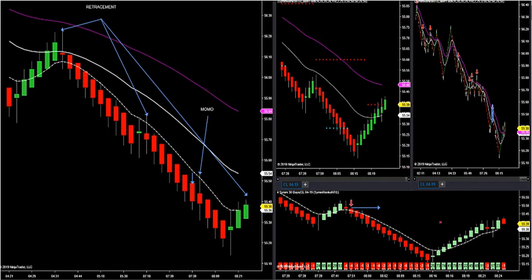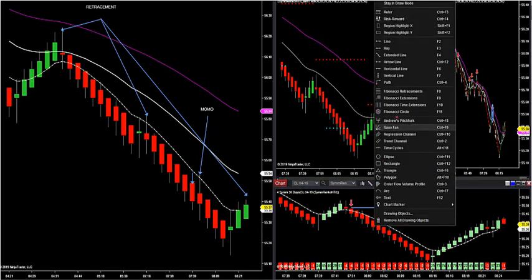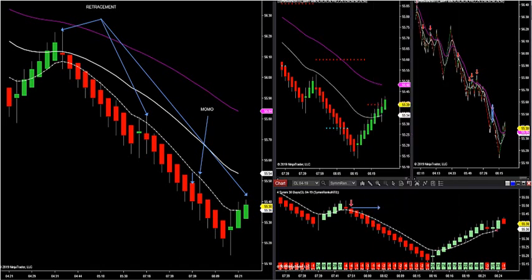Now you're at a deeper retracement. Then look for your candle down here. Look how we're not closing below our candle here. I mean our small MA.